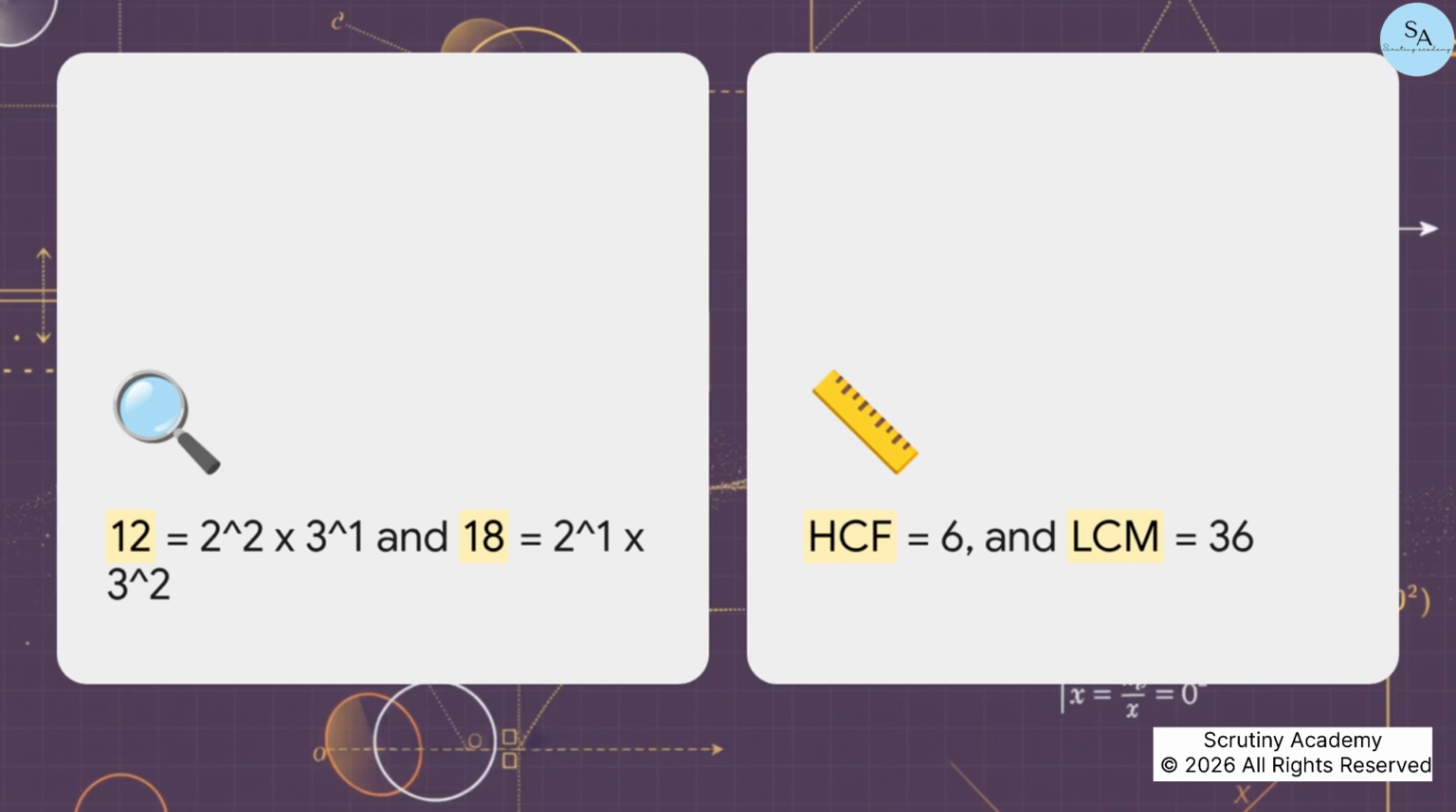We need 2 2s and 2 3s. That's 2 squared times 3 squared, which gives us 36. Now, the biggest trap students fall into here on the exam is swapping these rules around. Just remember, HCF is what they share, so think small. LCM has to cover absolutely everything, so think big.